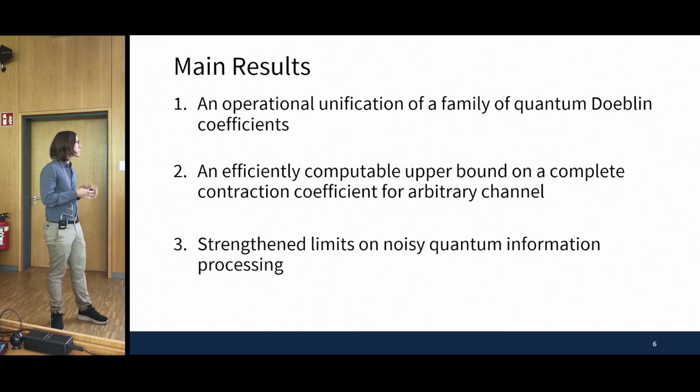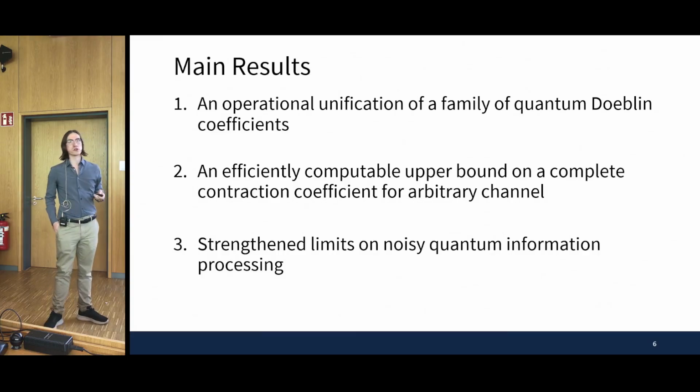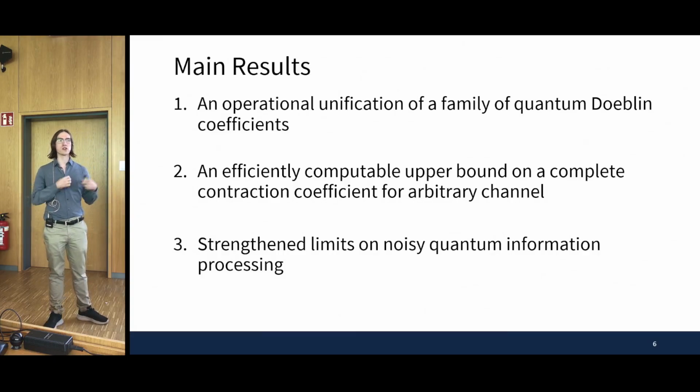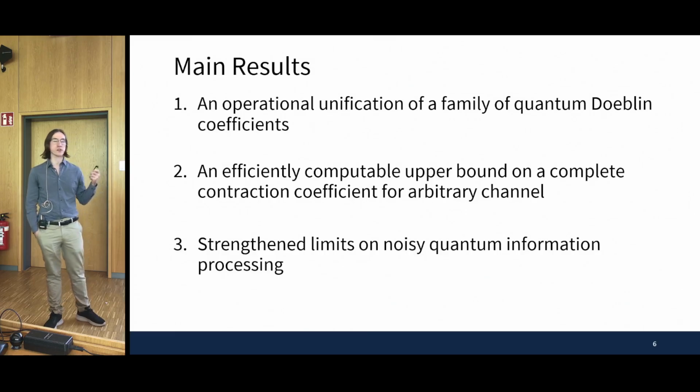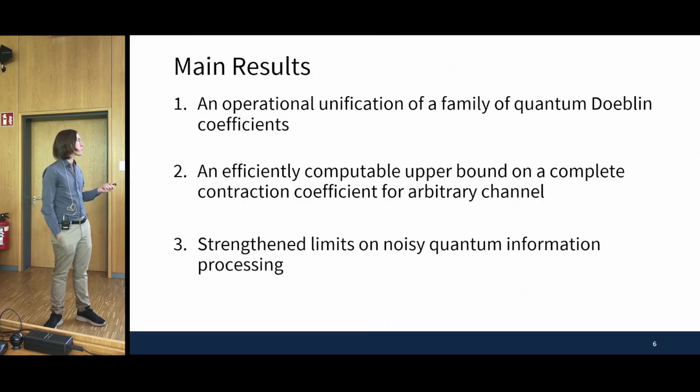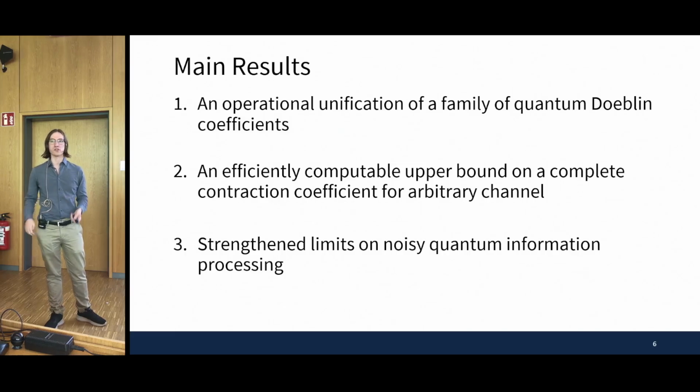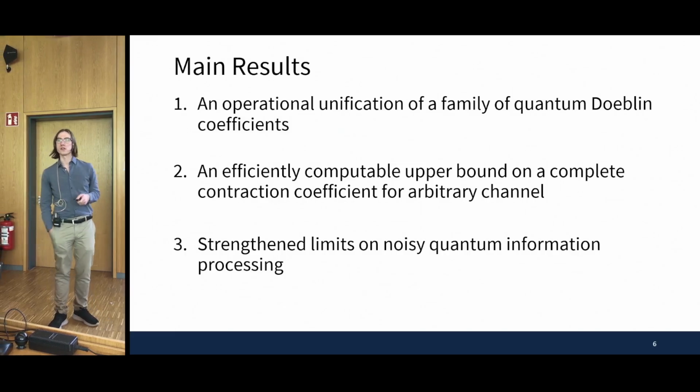We're going to first operationally unify a family of quantum Doeblin coefficients. This is going to give us an understanding of why we have multiple ones in the quantum setting. Then we're going to show that one of them is an efficiently computable upper bound on a complete contraction coefficient. So this is handling this noiseless ancillary register problem I mentioned earlier. And then I'll show you how to apply this to some specific instances of noisy quantum information processing, showing limits on this. So that's the idea, and we'll just go in this order.